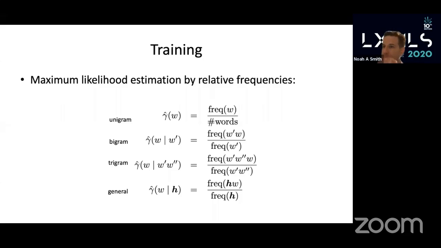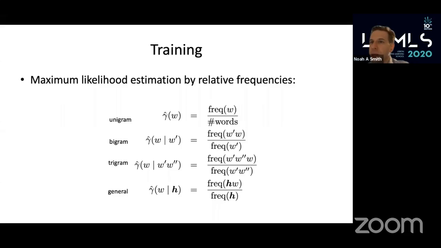And I've written here the formulas for each of the kinds of m+1 gram probabilities that you might have in your model: for unigram, bigram, and trigram. That's 0, 1, and 2 word histories, and then a more general one. Basically the general pattern is that you take the frequency of the n-gram that you observe in the data, and you divide it by the frequency of the history.